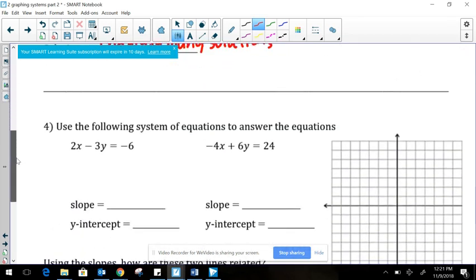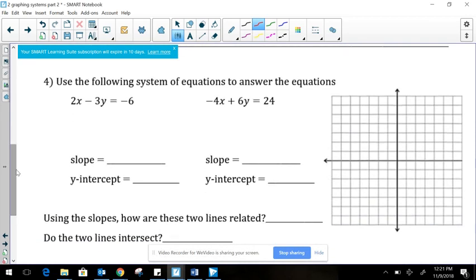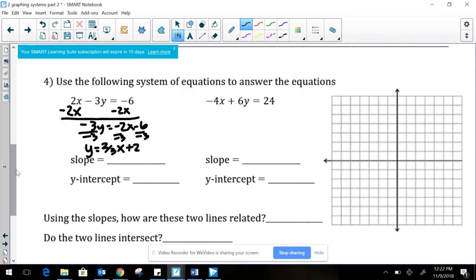Okay, then last one here, we have to solve both for y again. Okay, so I will subtract 2x. Make sure you watch your negatives. So negative divided by negative is a positive 2/3 x. Negative 6 divided by negative 3, positive 2. Okay, and then for the second equation, make sure your number says 24 on your page. If not, change it real quick.